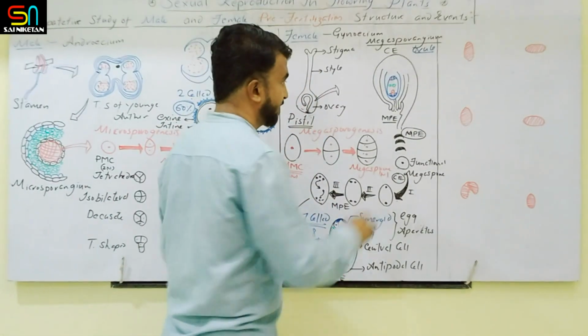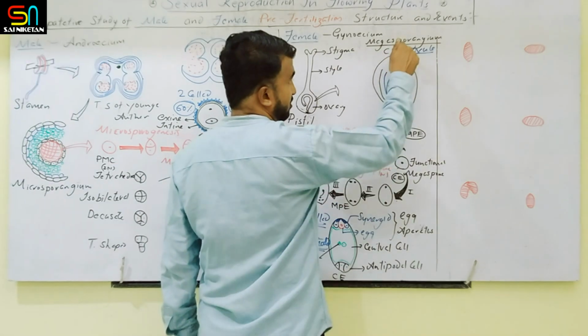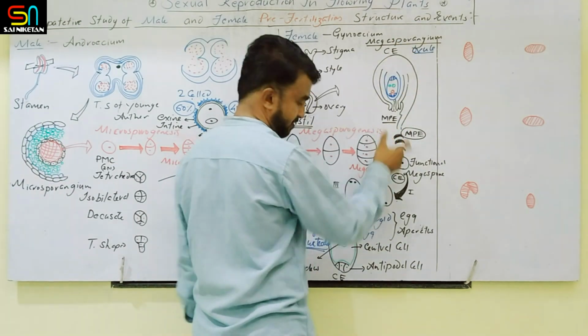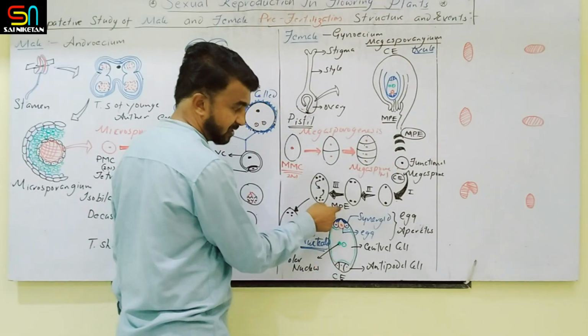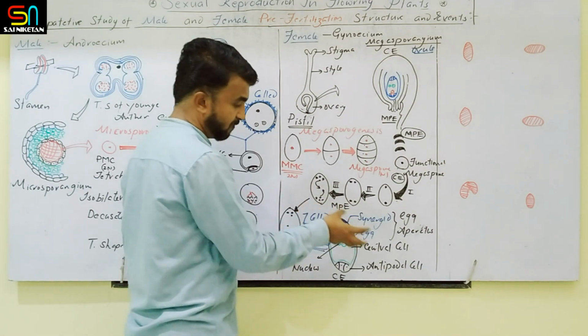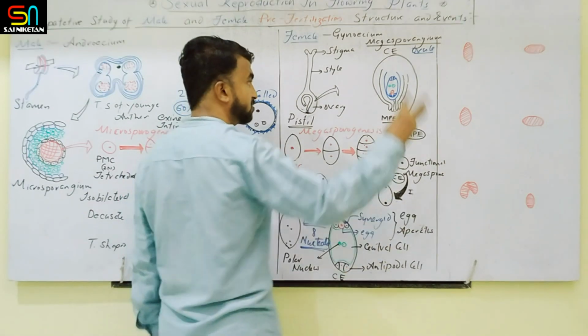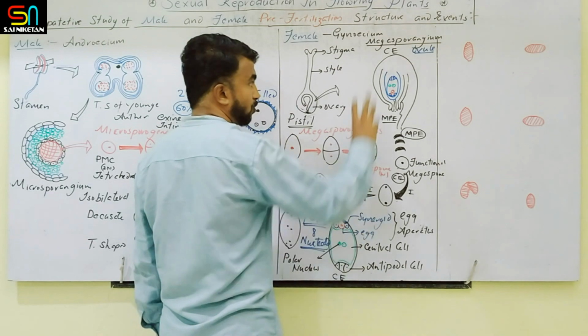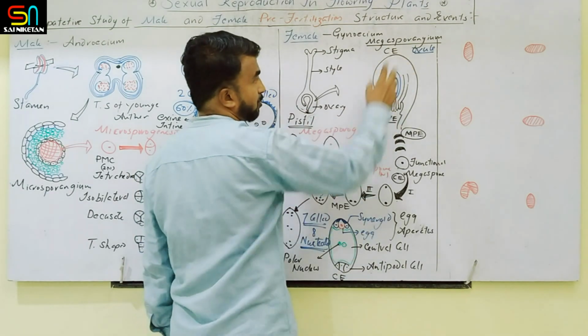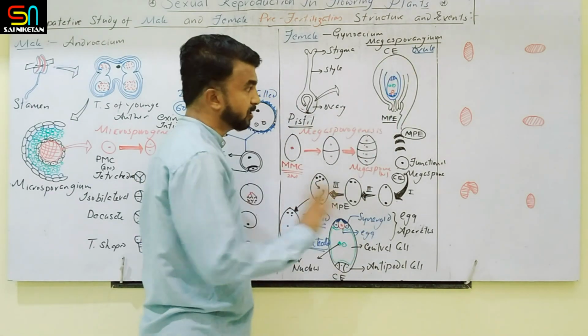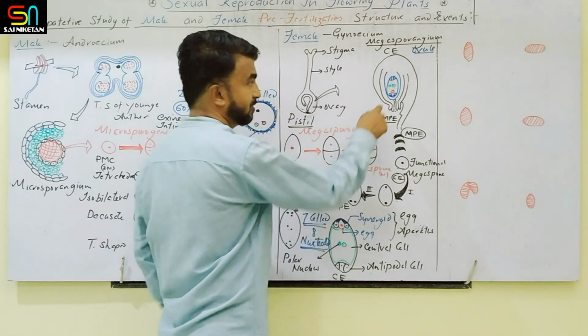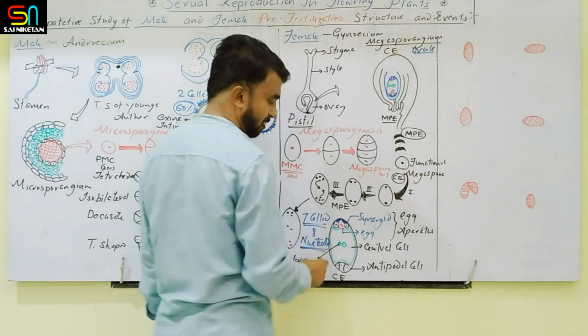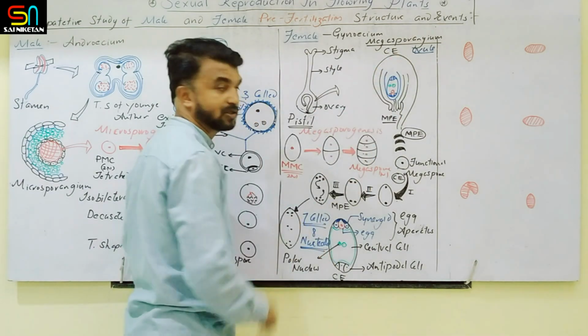Just notice here. In this anatropous ovule, this is the chalazal end, this is the micropylar end. Here in the embryo sac, this is the chalazal end and this is the micropylar end. If you want to fit the embryo sac into this figure, either you have to rotate this embryo sac, otherwise you have to rotate this anatropous ovule. In the textbook also the figure is given like this only. The anatropous ovule is given in an inverted manner and the embryo sac is figured like this.